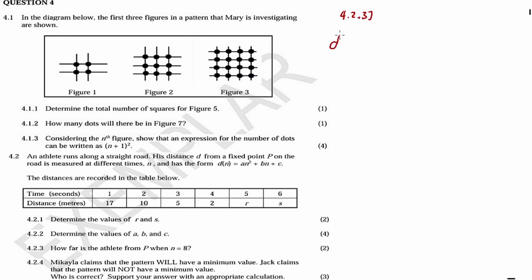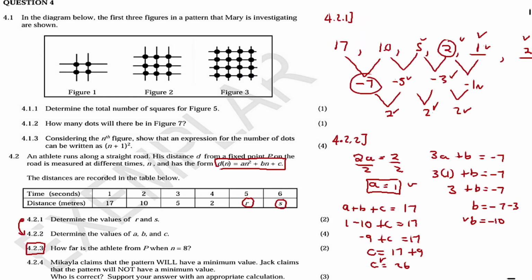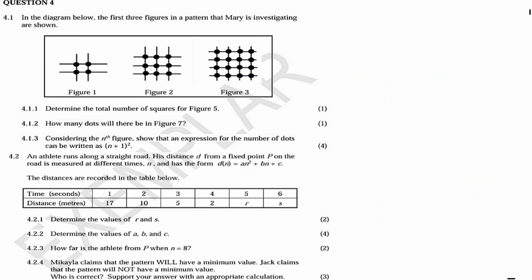4.2.3. So D n is equal to 1n squared minus 10n plus what is C? C is equal to 26. So this is the answer. This is the nth term.